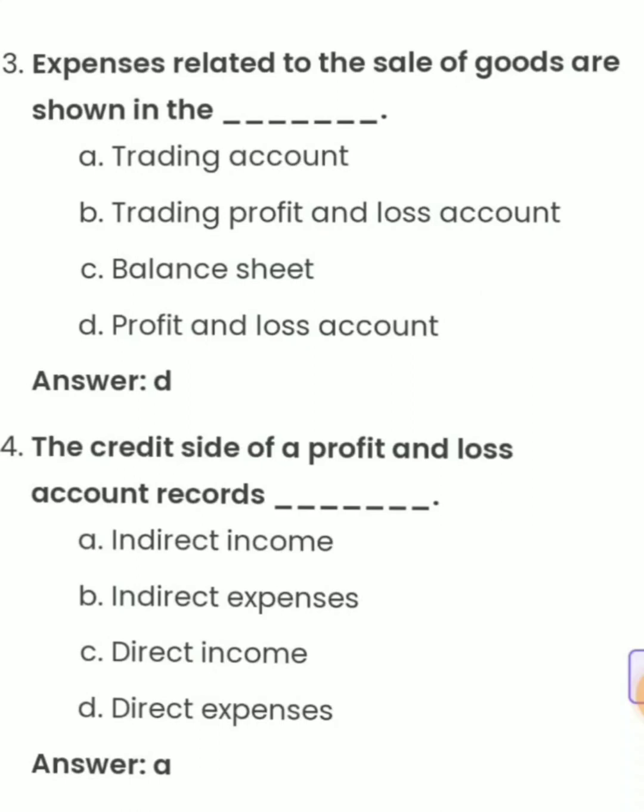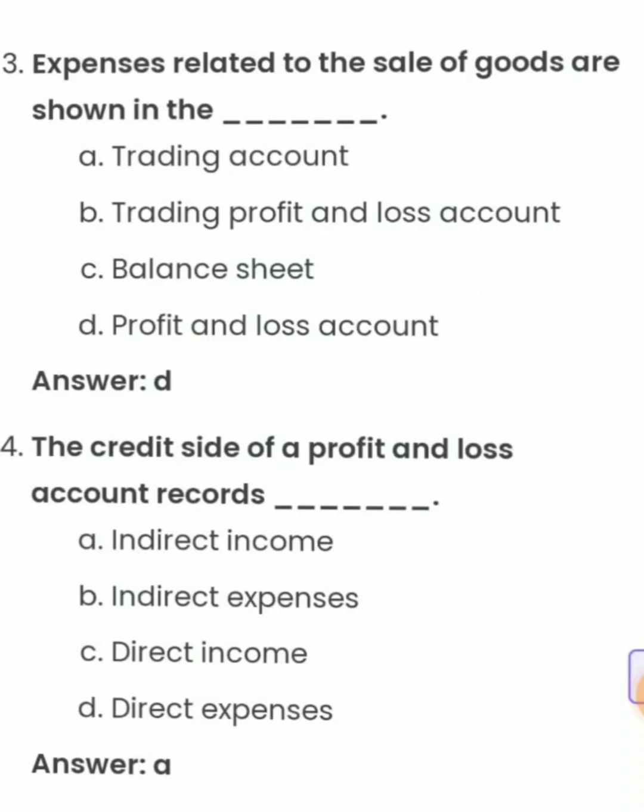Next question. Expenses related to the sale of goods are shown in the profit and loss account. Only expenses related to manufacturing are shown in the trading account itself. After manufacturing, during the sale of goods, whatever expenses occur are shown in the P&L account only.